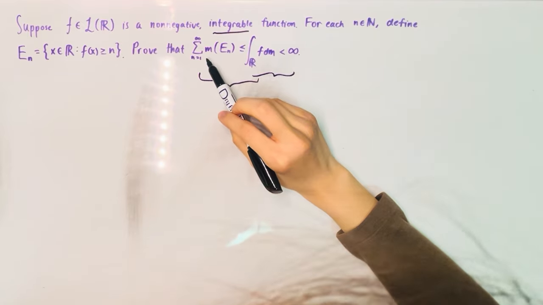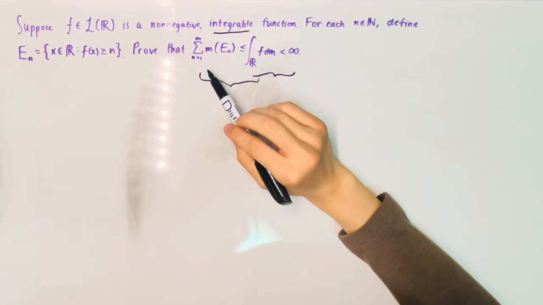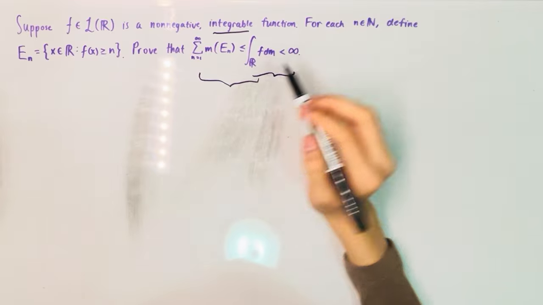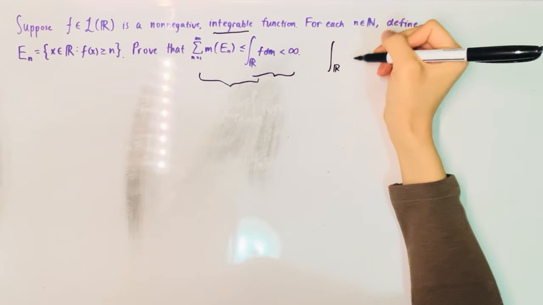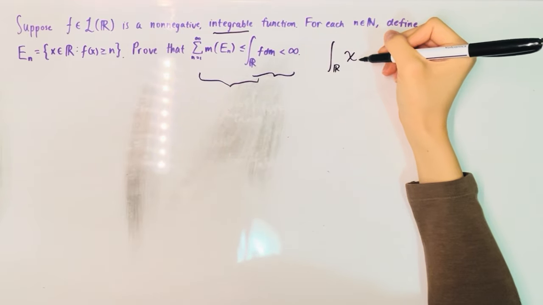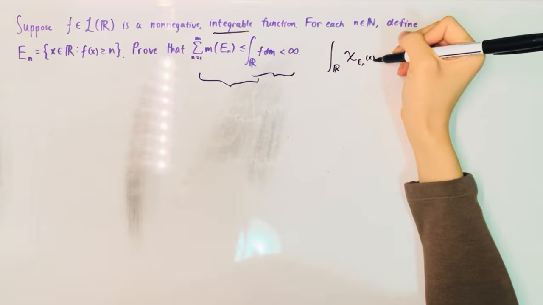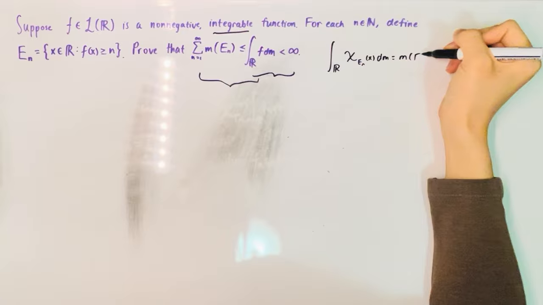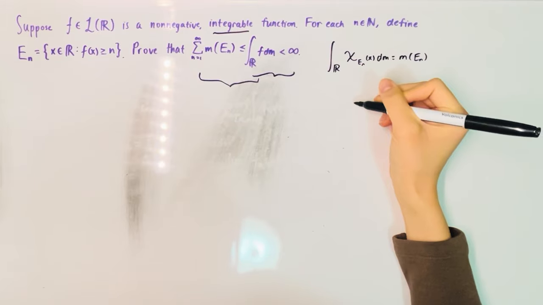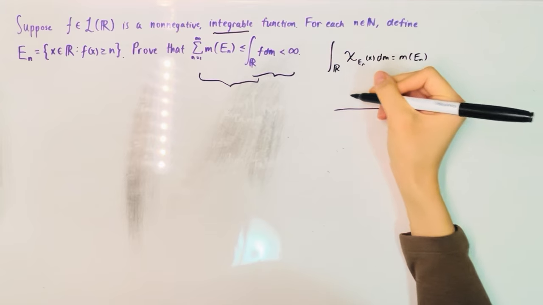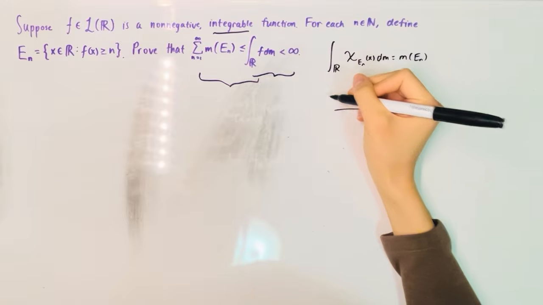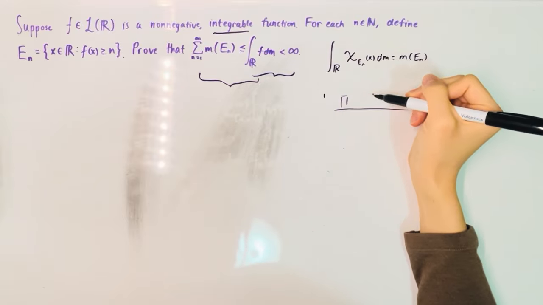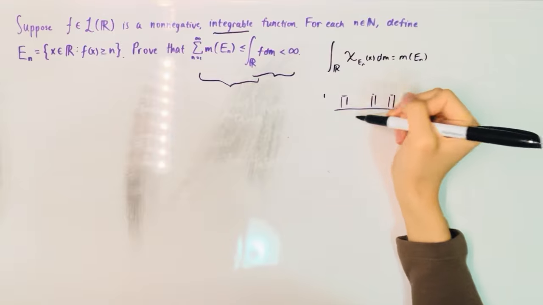When we look at this infinite sum of measures, we immediately think of the indicator function, right? Because recall that the integral of the indicator function is just equal to the measure of E_n. And this is really intuitively seen. Over our E_n, our indicator function will equal 1, and everywhere else it is equal to 0. So when we integrate this, we get 1 times the measure of E_n.